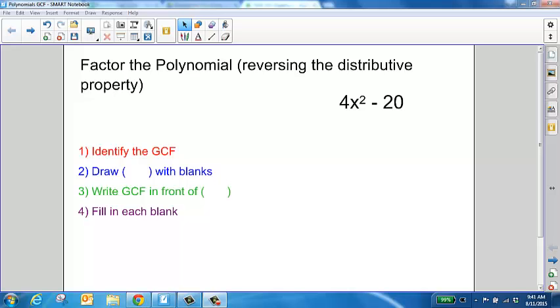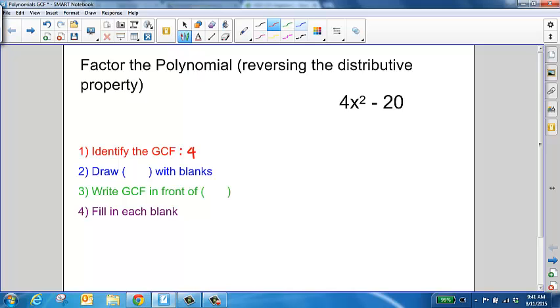For this first example, we want to factor the polynomial 4x squared minus 20, basically by reversing the distributive property. So first thing we want to do is identify what the greatest common factor is. Since both 4x squared and 20 are divisible by 4, the GCF for this polynomial is 4.